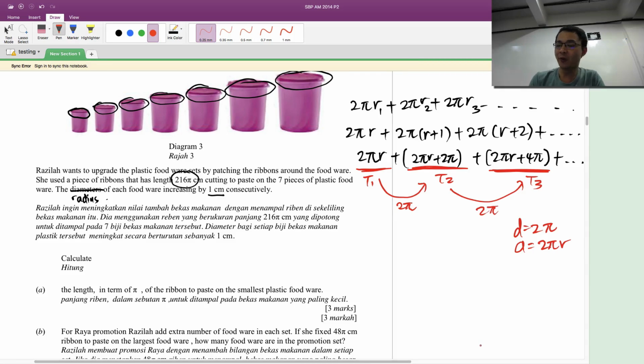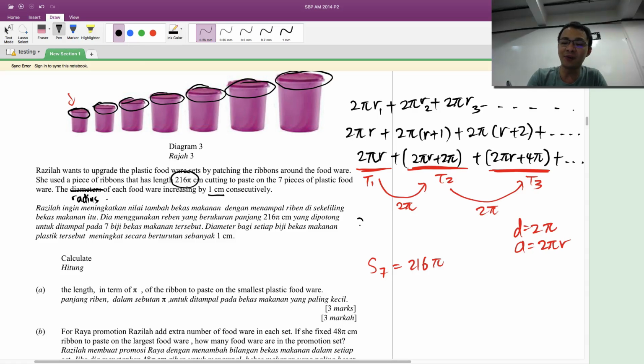Okay, so now basically we want to find the length of the ribbon based on the smaller plastic footwear. So I want to find my first term, which is my a. Okay, so I know all ribbon put together will equal 216 pi, right? So I will say S7 equals 216 pi.